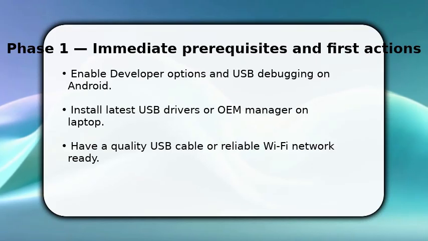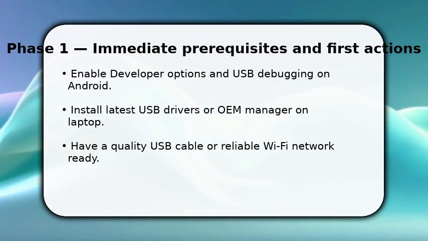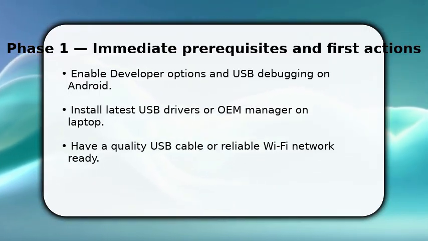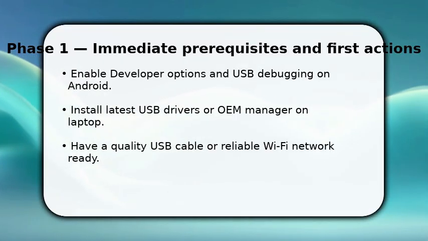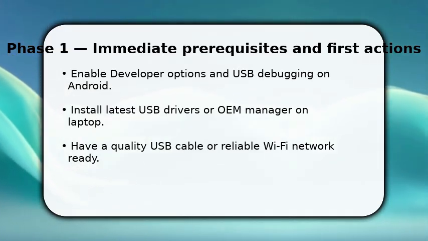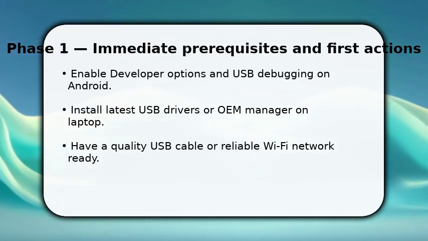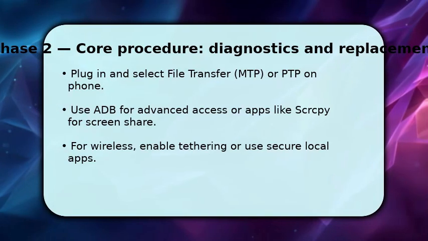You start by enabling developer options and turning on USB debugging. This gives your laptop permission to see the phone. Once done, install the correct OEM USB drivers on the laptop so transfers and mode changes work reliably. Make sure you use a data-capable USB cable or set up both devices on the same Wi-Fi network for wireless methods. These steps let you connect without permission errors, and they reduce interruptions later when you begin file transfer or screen sharing.